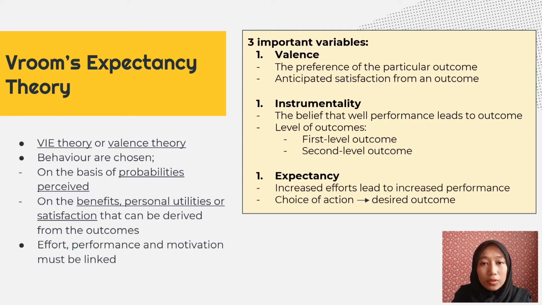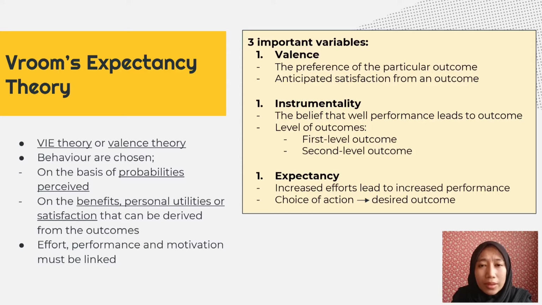There are 3 important variables under this theory, and the first one is valence. Valence is the feeling about the importance of the expected outcome, or in other words, the preference for particular outcomes. For example, if someone is highly motivated by money, other offers such as holiday or time off might not give much interest to him.